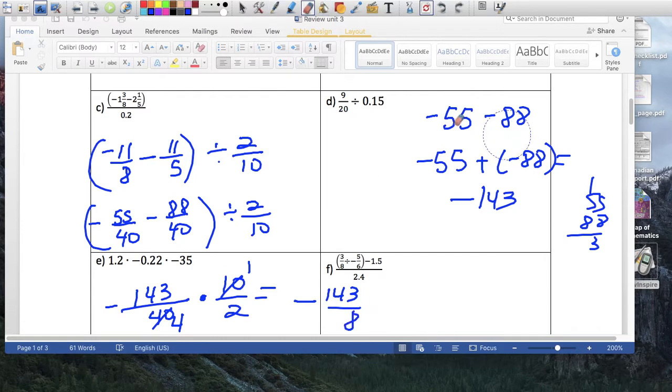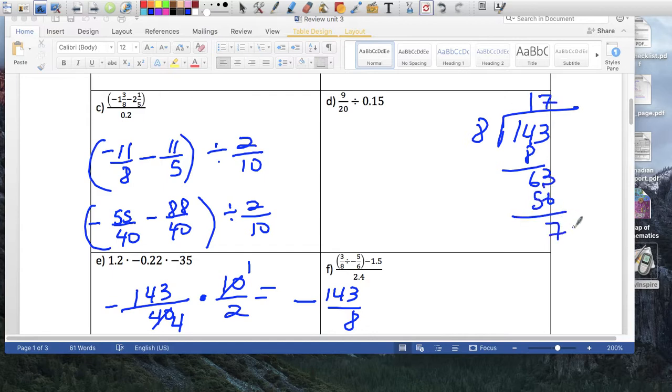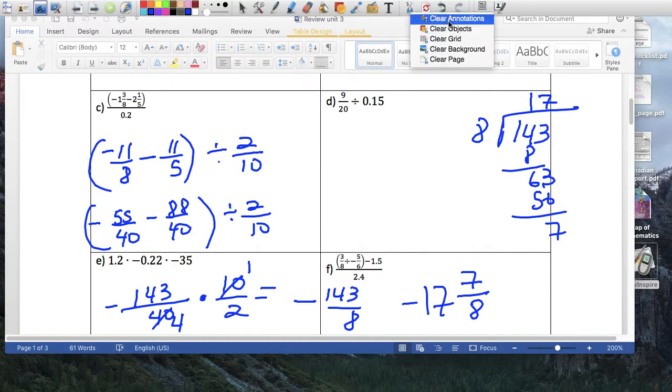Now if I change that to a mixed number, let me just divide over here. So if I were to change that to a mixed number, I get 143 divided by 8. Goes into 1, no, goes into 14 one time. 6 left over, bring the 3 down. 8 goes into 63 7 times, which is 56. I'm going to have 7 left over. So let's stop here. 8 goes into 143 17 times, 7 left over, 7/8, and all that is negative. So that's my answer as a mixed number.